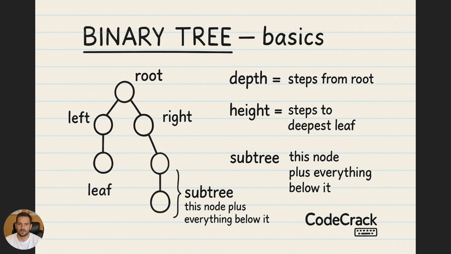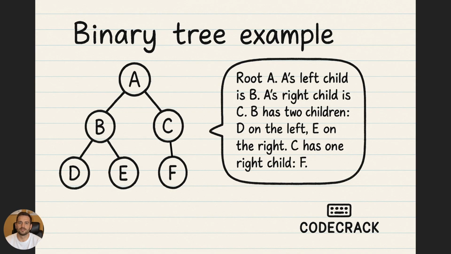Let's imagine this so we have a shared picture. Root A. A's left child is B. A's right child is C. B has two children, D on the left, E on the right. C has one right child, F. So when I say names in an order, you can hear what traversal I'm doing.